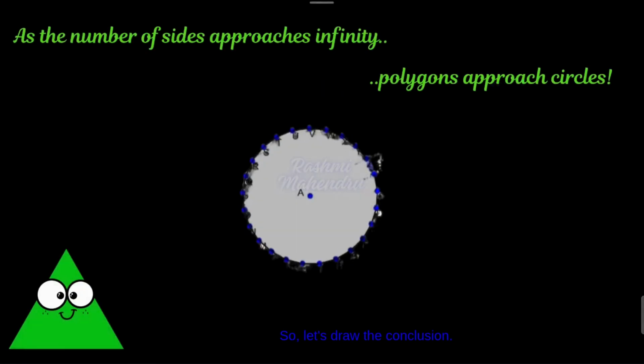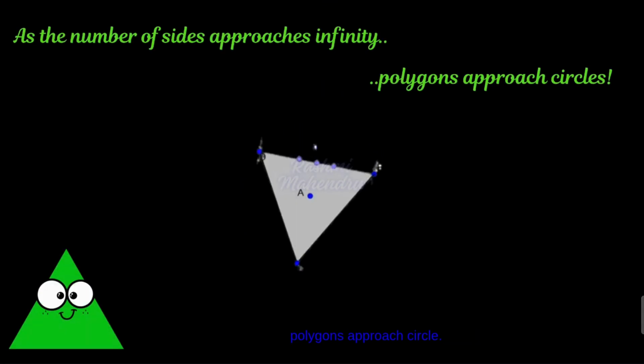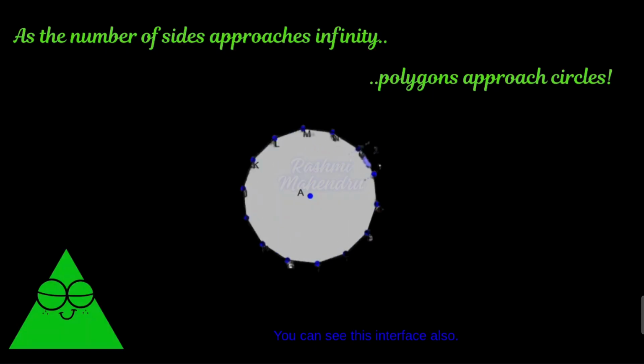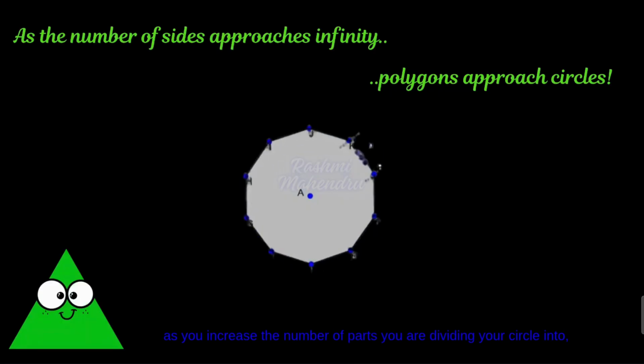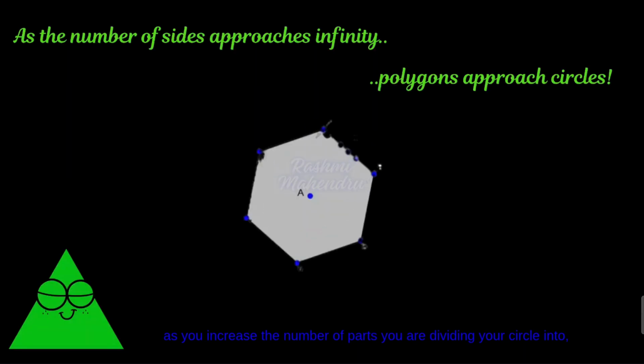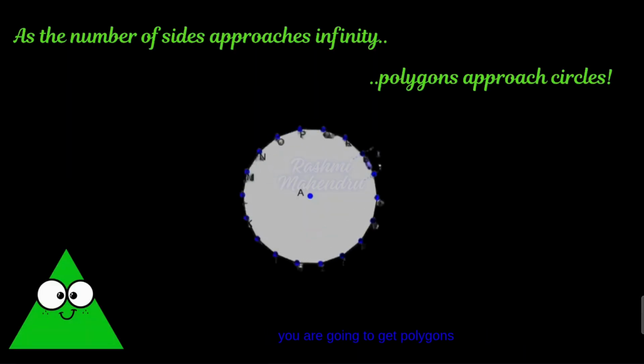So let's draw the conclusion. As the number of sides approaches infinity, polygons approach a circle. You can see this interface also. We started from a triangle, and slowly and gradually as you increase the number of parts you're dividing a circle into, you are going to get polygons which are approaching circles.